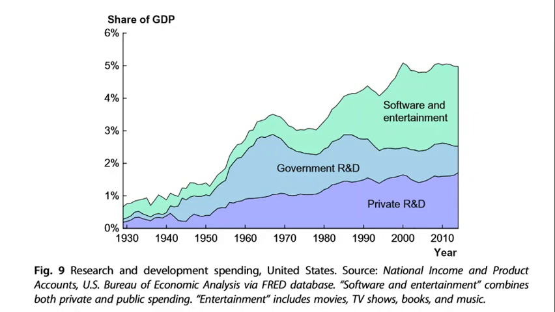trends, right? So in the 60s, during the space race, we had a ton of government R&D that has since backed off quite a bit. Private R&D has been steadily increasing ever since World War II, and software and entertainment has just ballooned, and we have a ton of research and development in having better software and entertainment products, right?